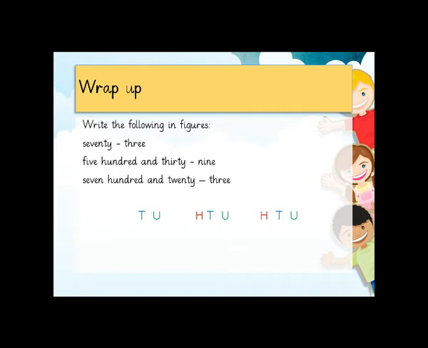Coming towards another activity, write the following in figures: 73, 539, 723. Again, take care of place value. What digit will come under the given place value? You have to take care. Yes, 73 is a 2-digit number and it has units and tens. 539 and 723 are 3-digit numbers and these have units, tens and hundreds as well.